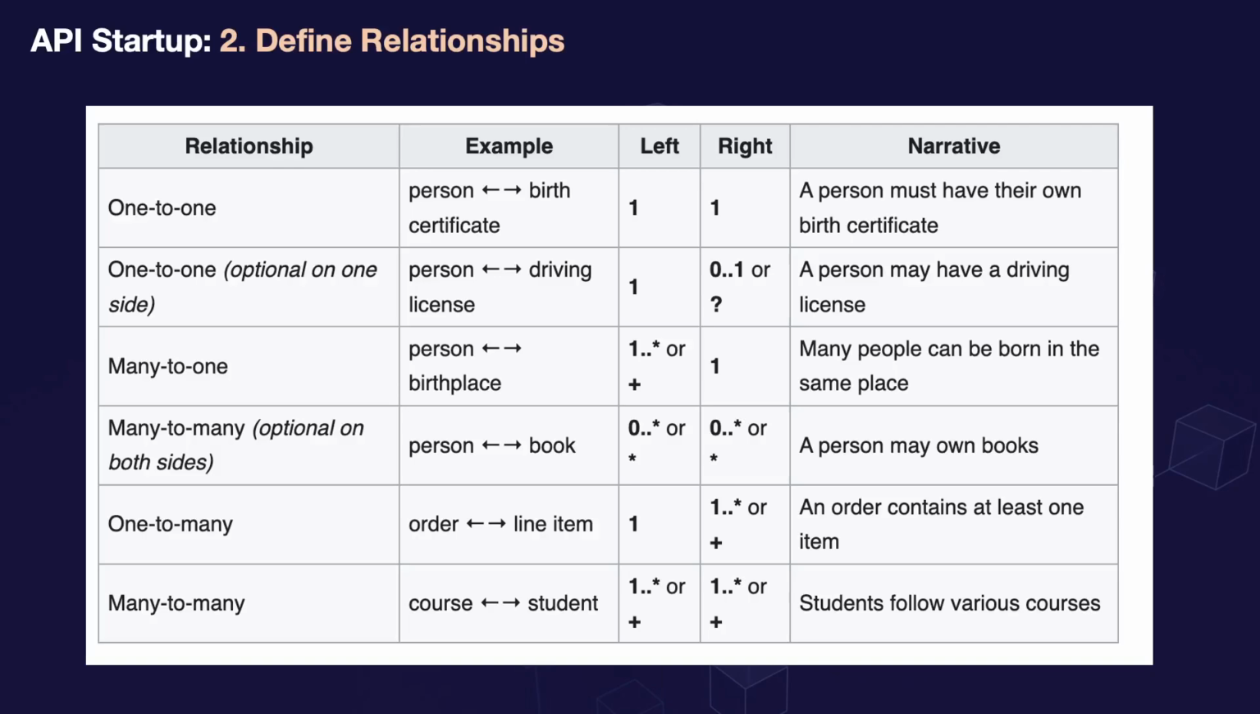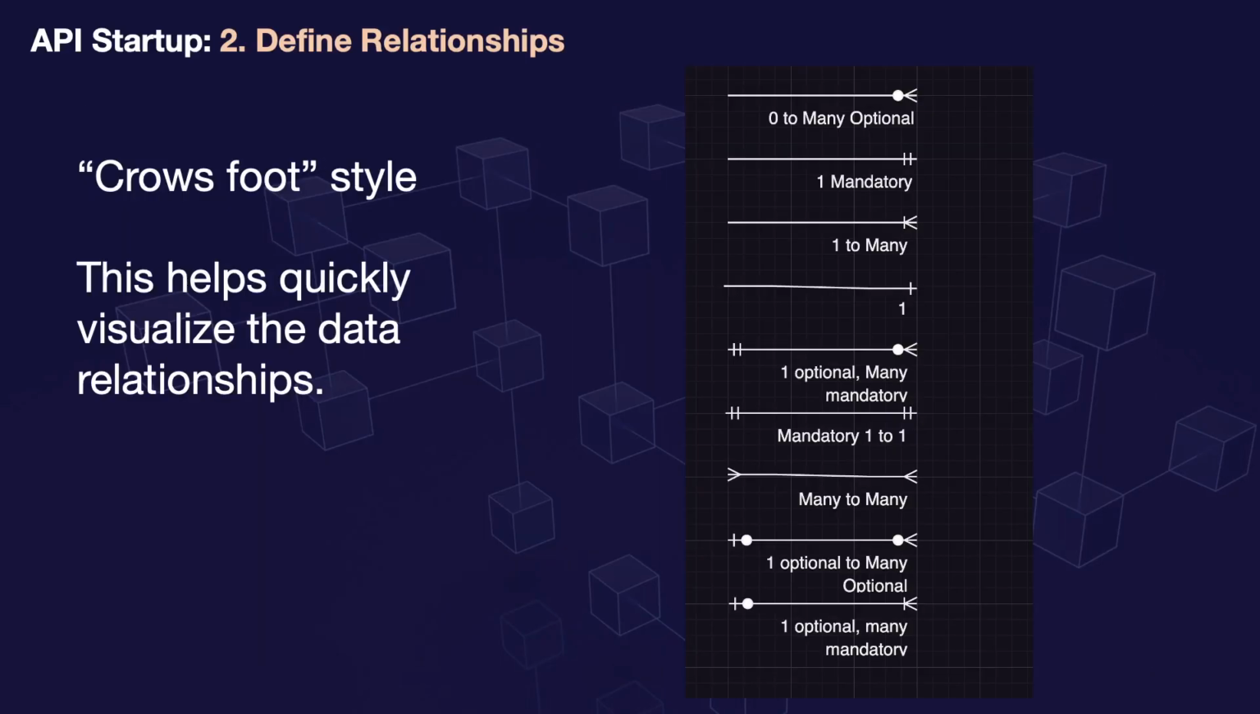How are these resources related? There are a small number of relation types we can consider as part of this design sketch. The main relationships we look at are one-to-one, many-to-one, and many-to-many. One popular way of diagramming is called crow's feet style. And this helps us to quickly visualize the data relationships between different resources.